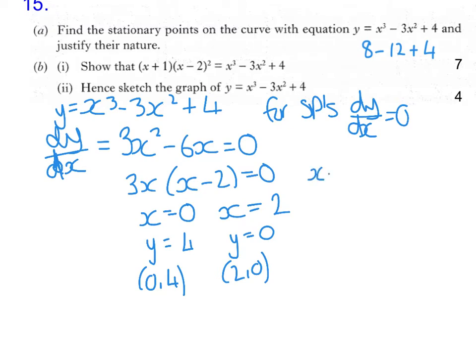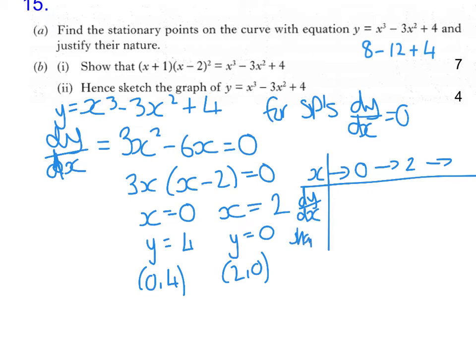So I'm going to do a wee nature table. We do everything up to 0, and then everything up to 2, and then everything beyond. We write our dy by dx and our shape. Okay, you pick numbers less than 0 and plug it into dy by dx. Remember, this is our dy by dx over here, so that's where I'm substituting into. So any number less than 0, just go with -1 if you want.